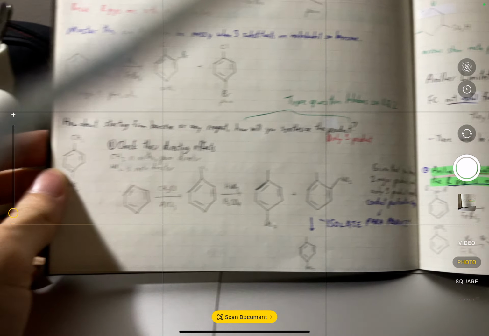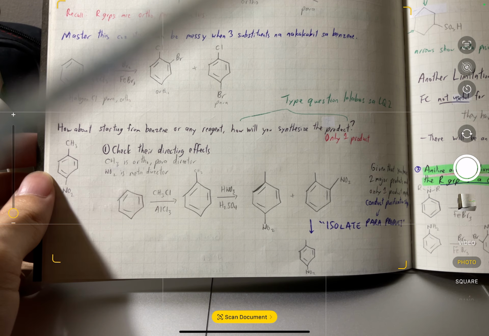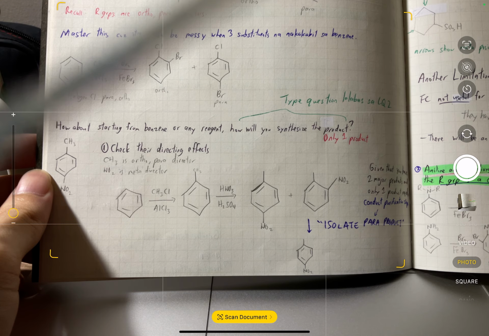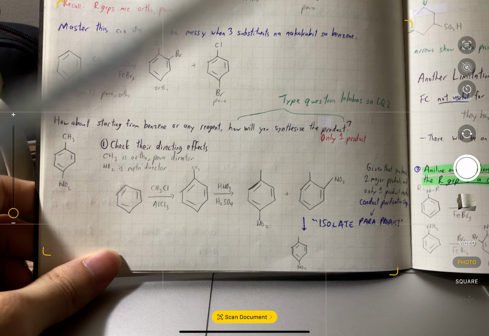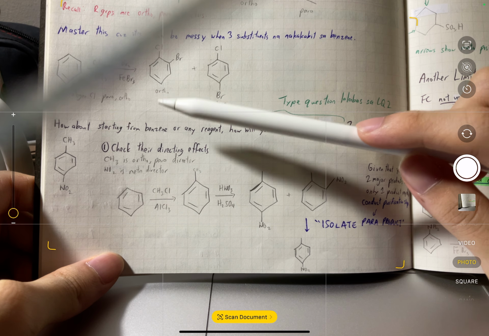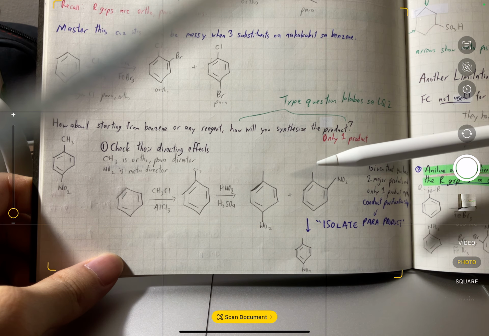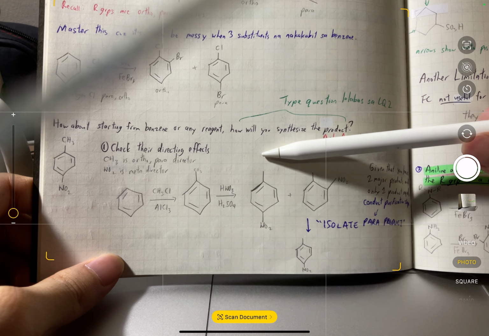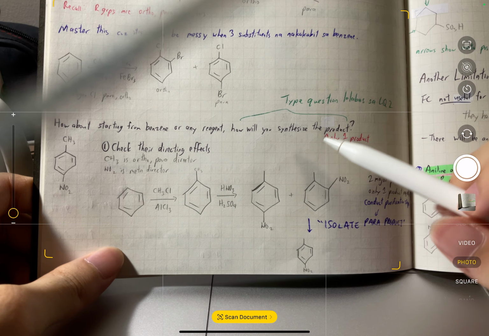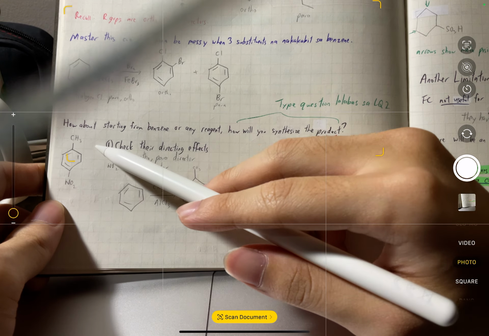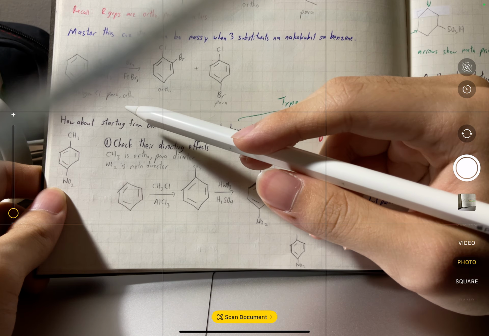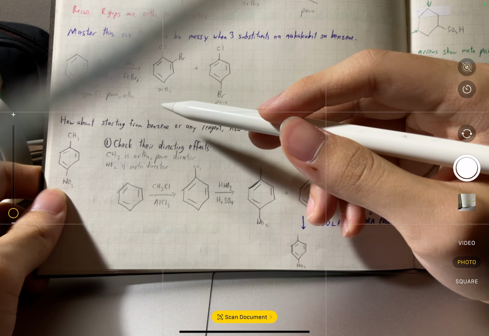This is the kind of question you'll expect in the exam. You start with this product. What you're going to be asked to do is predict the entire process, but not really the mechanism. You have to think backwards. For example, here you have two substituents. I think there are two steps here.